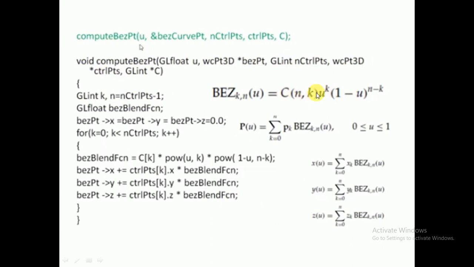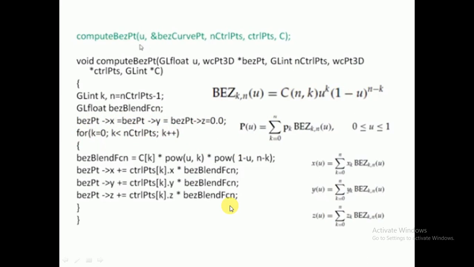Initially, the Bezier points x, y, z, we will initialize to 0. Initially they are 0. Then for k equal to 0 up to the number of control points. The number of control points is 4, right? There are 4. You have to consider 4 control points. By considering 4 control points, you calculate the new point. Every point on the curve has to be controlled by those 4 control points. That's why 4 times.